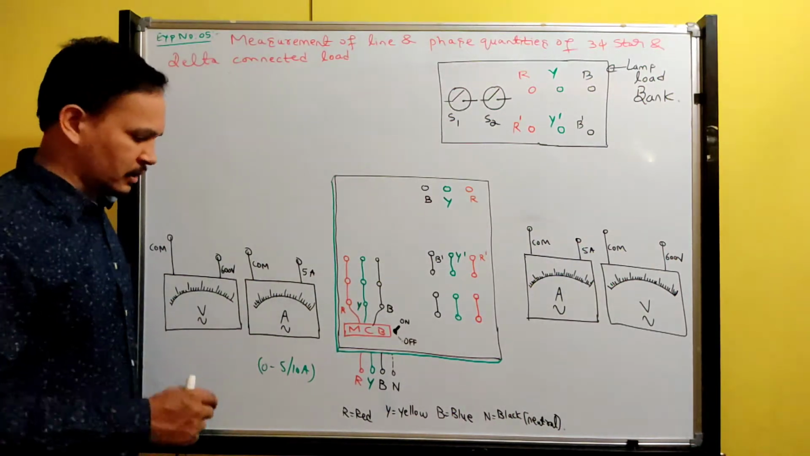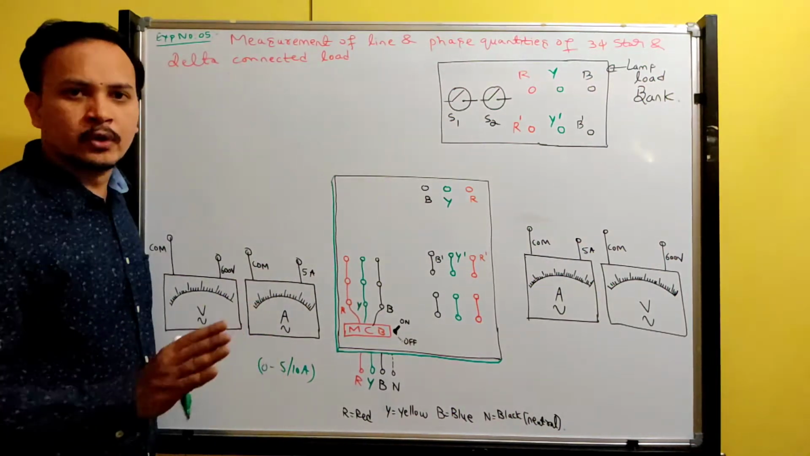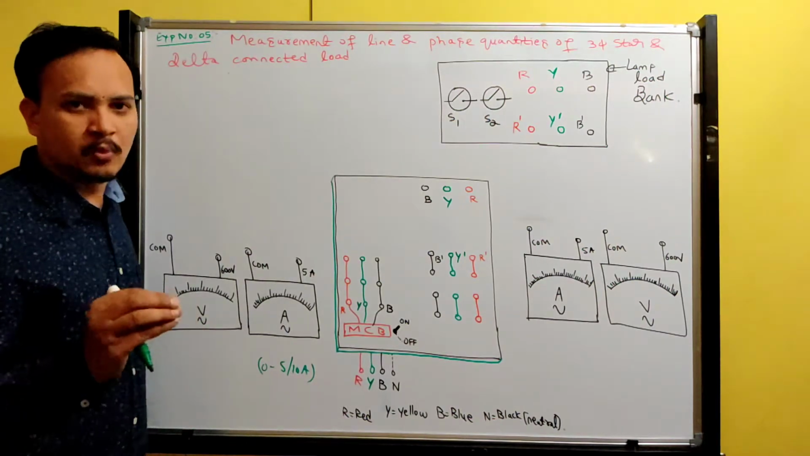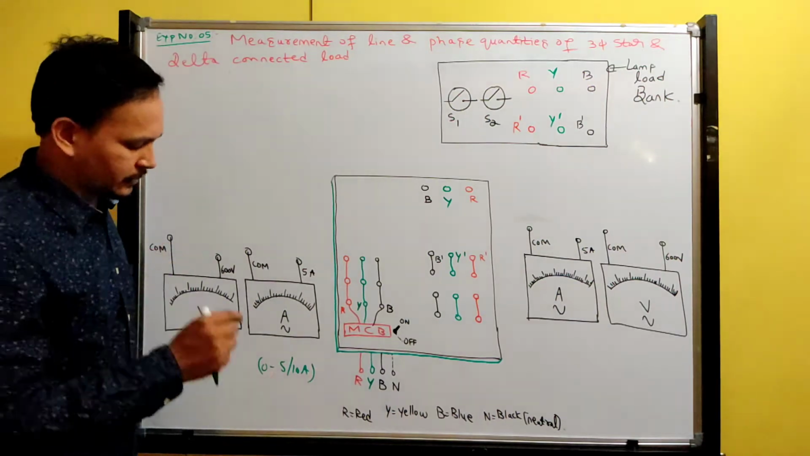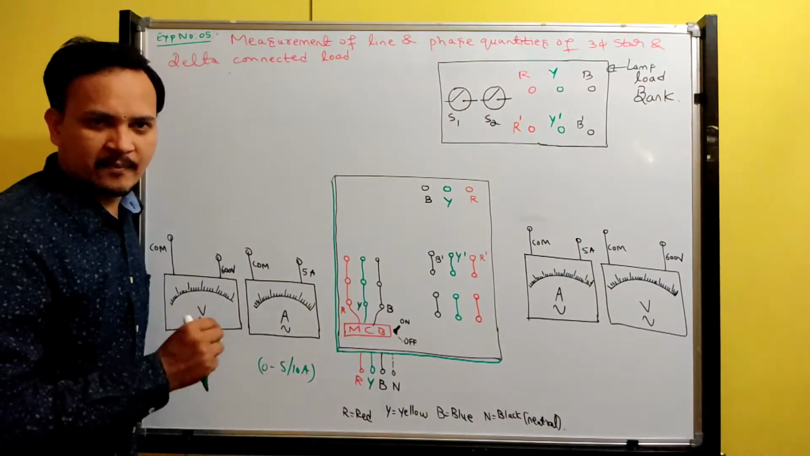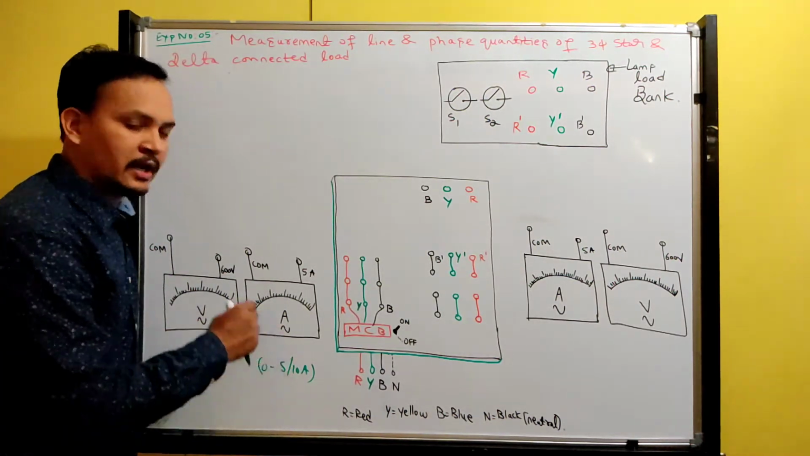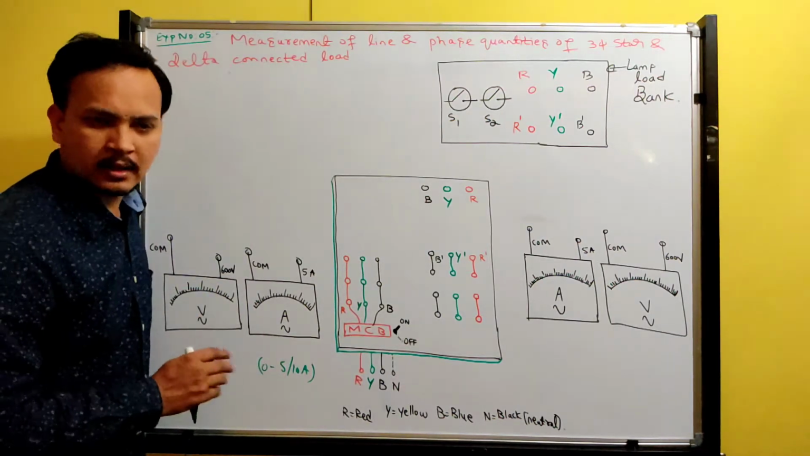Even if you take 10 ampere for star connection, no problem, but you will get a very small reading, and you are unable to note down that reading. Only for that purpose I said you take 5 ampere for star connection, 10 amps you take for delta connection.